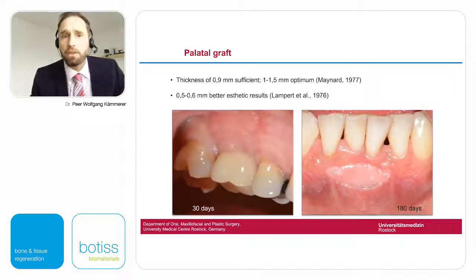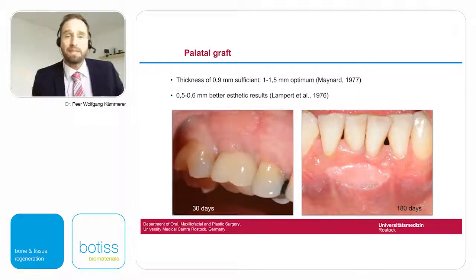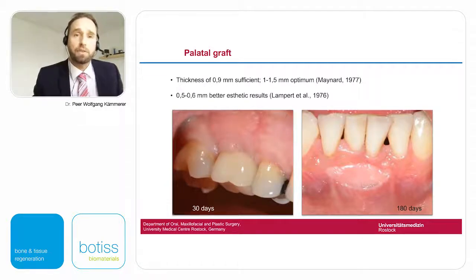In the literature, it has been shown that a thickness of 0.9 millimeter is sufficient, but a little bit thicker graft, 1 millimeter to 1.5 millimeter, is the optimum for good stability. But for the aesthetic results, you might have to use even thinner grafts. This here was the one graft I showed before of the 30 days, and this is a graft after 180 days. And again, you see the difference in aesthetics.